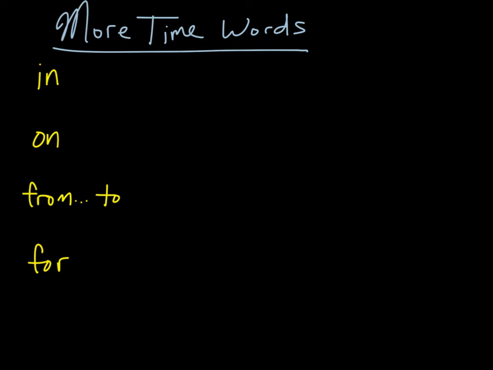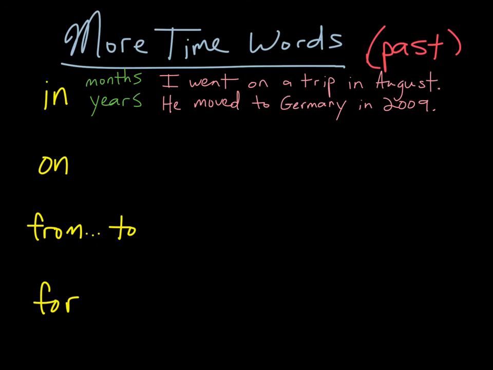Let's look at 4 more time words. In, on, from, to, and for. But when do we use them? When? We use in to talk about months or years. I went on a trip in August. He moved to Germany in 2009. We use them for months and years.